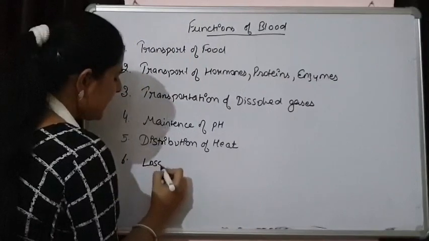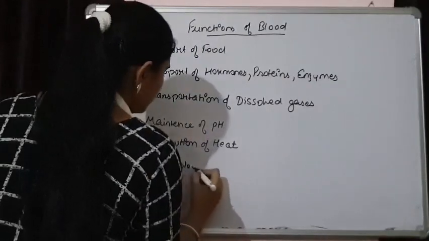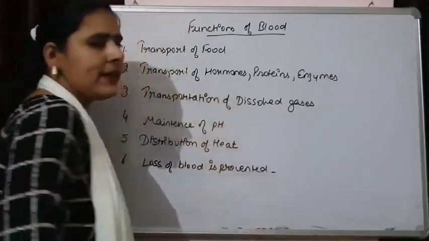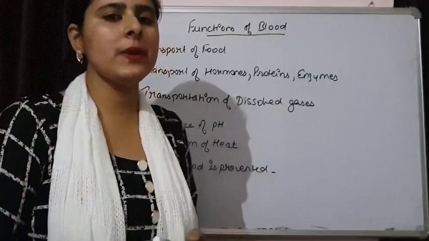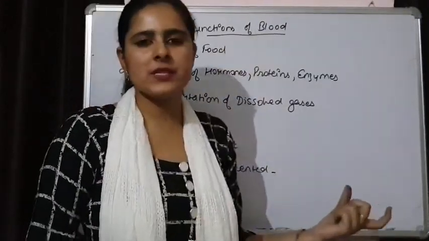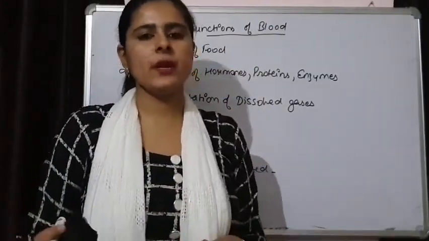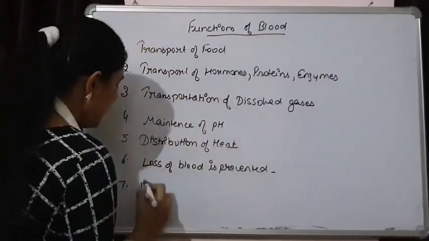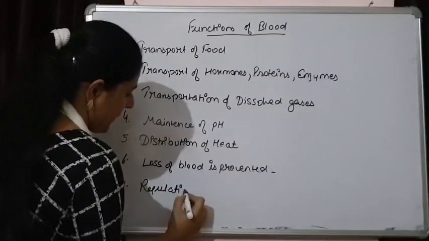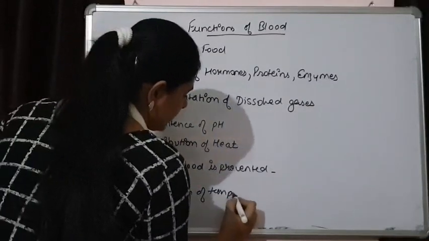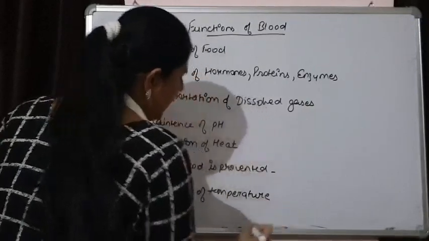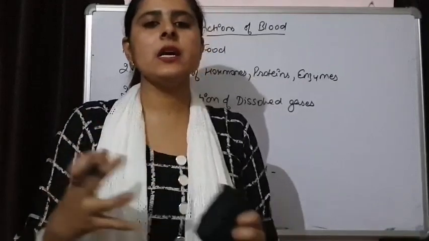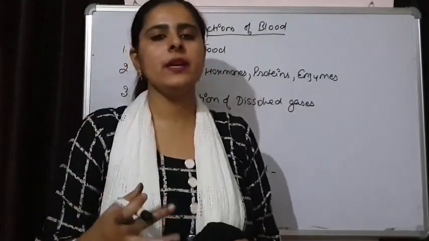Loss of blood is prevented, or we can simply say the injured sites are healed. Healing takes place because blood clotting factors are present. Because of the presence of blood clotting factors, loss of blood will be prevented. There is also regulation of temperature. Because of the continuous movement, blood regulates the heat and maintains our body temperature.